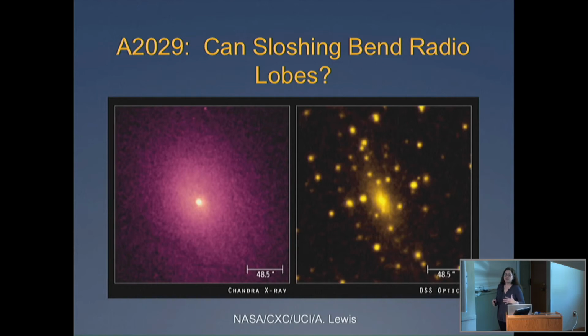Okay, so there's sometimes that kind of environment, but they're also found in environments that are thought of as classically very relaxed, cool core clusters. So this is Abell 2029. This is an early image with Chandra showing that it looks quite smooth, symmetric. This is an optical image to the same scale.